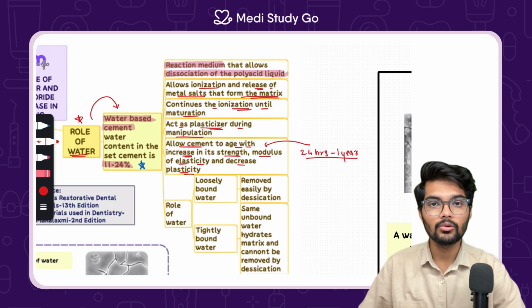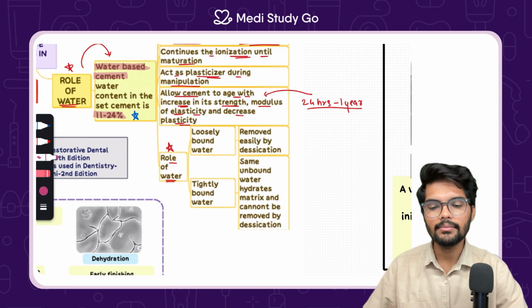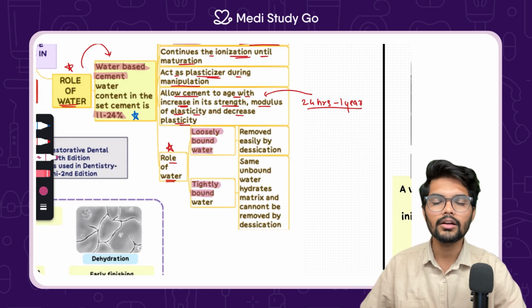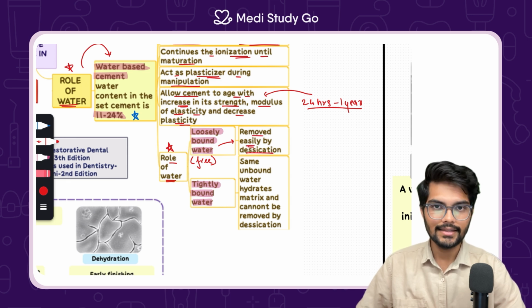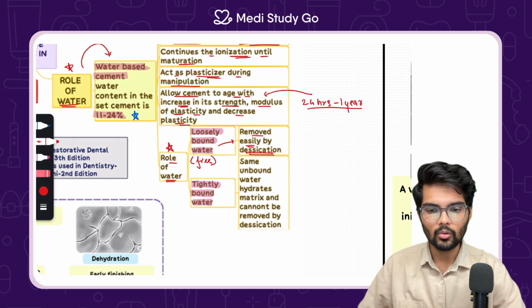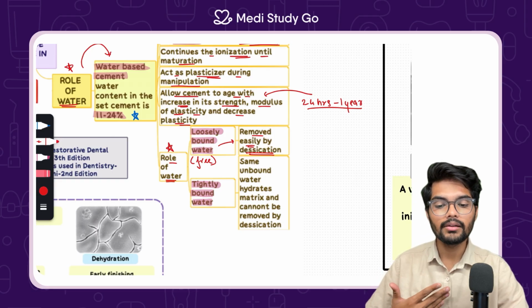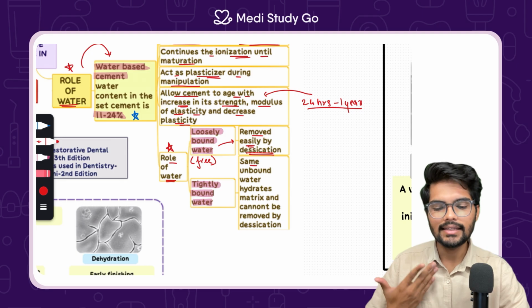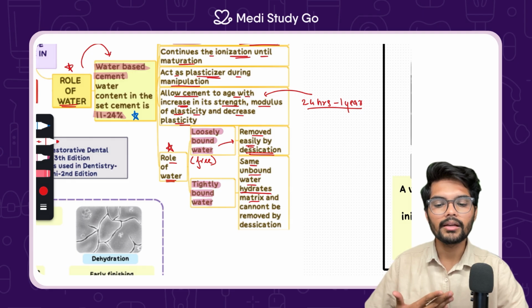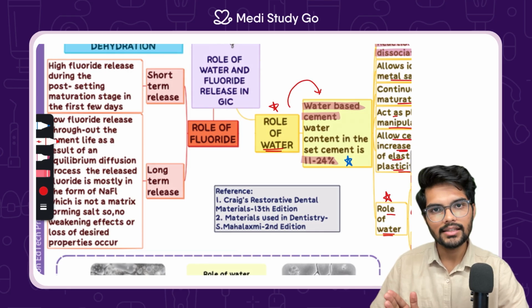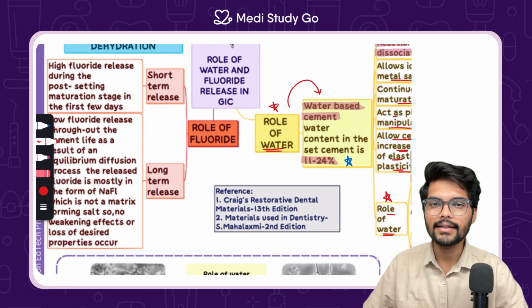And now talking about the role of water, like we studied, there are two different types, which is loosely bound water and tightly bound water, or free water and bound water. So the loosely bound water is going to be removed easily by desiccation, whereas the tightly bound water hydrates the matrix and cannot be removed by desiccation. So the basic difference you need to understand is that the free water can be easily removed by desiccation, whereas the bound water cannot be removed, and the major role is to prevent dehydration.